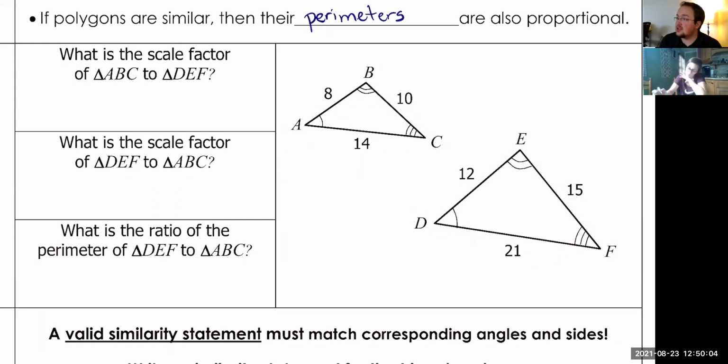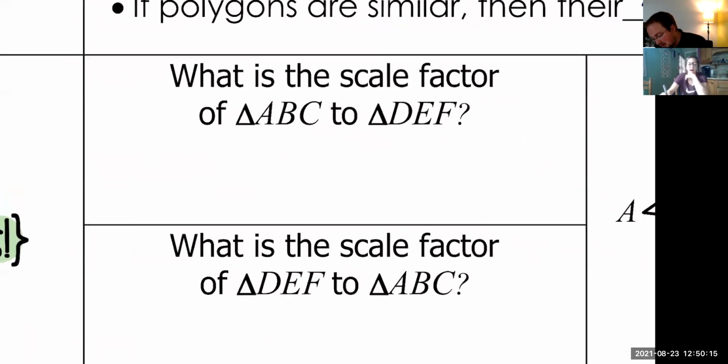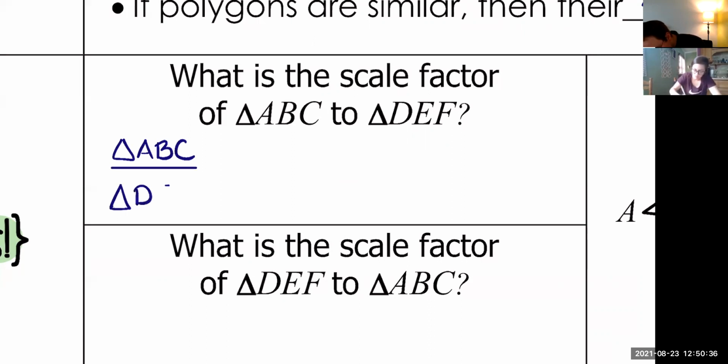Now, to figure out what scale factor is determining their similarity, you have to set up a ratio and use the corresponding parts. So for example here, it did say order mattered. Since it's asking what is the scale factor of ABC to DEF, our scale factor is going to have the first one on top and the second one on the bottom.